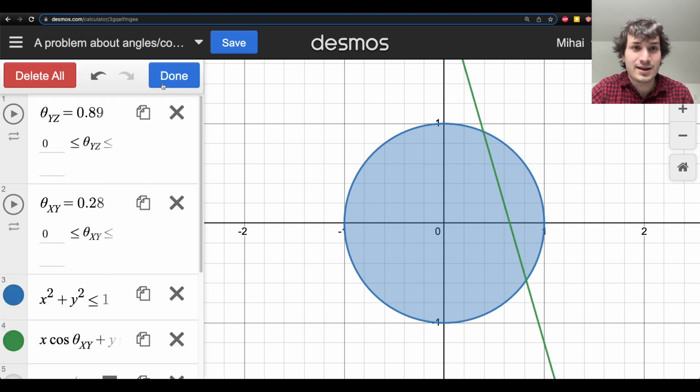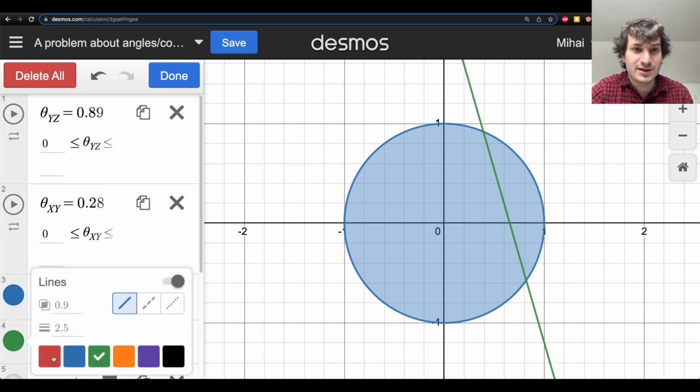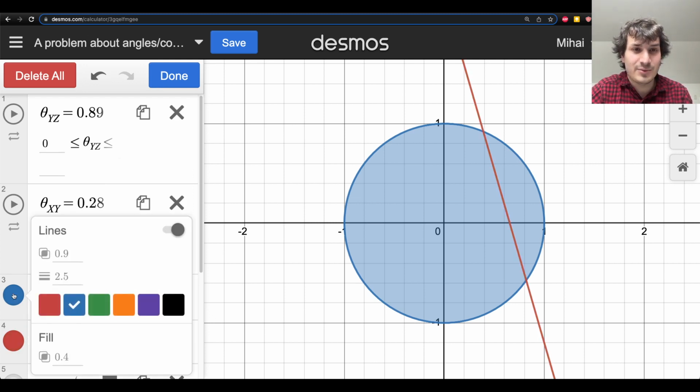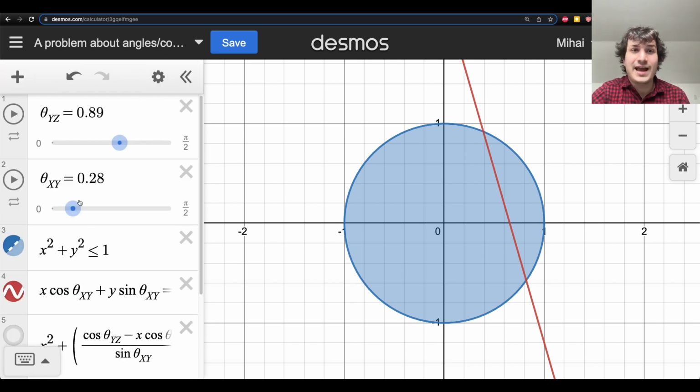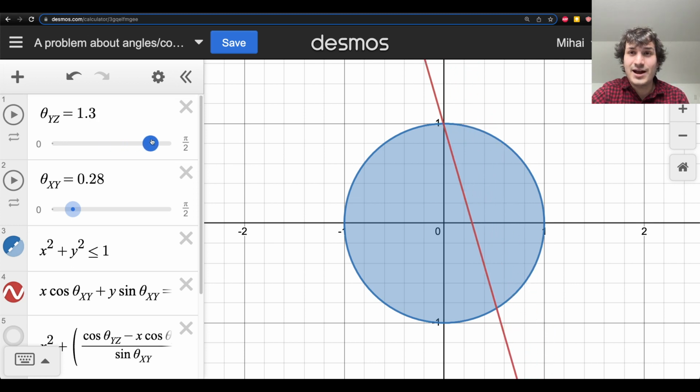Let's make it red so it matches what I drew a second ago. And I guess let's make this yellow. Oh, we don't have yellow. Okay, we're going to go with blue. So there we go. That's it. It's a line and a circle. And I made it so you can slide these things around and you can see what happens.